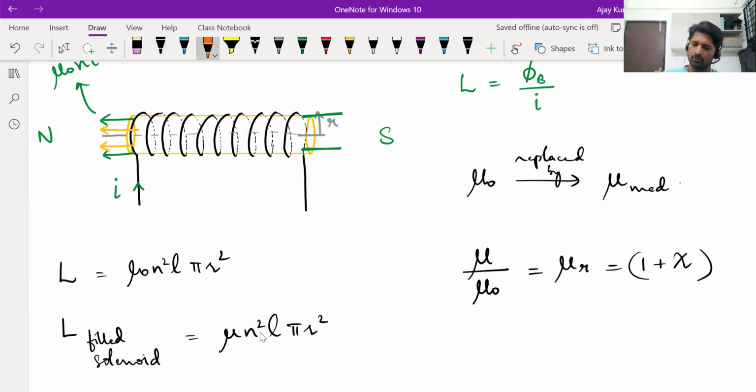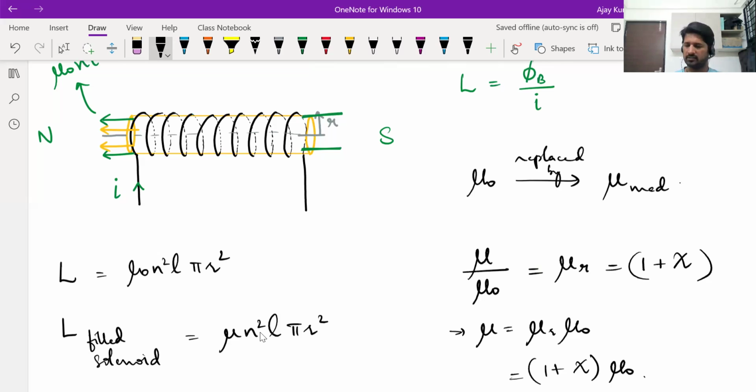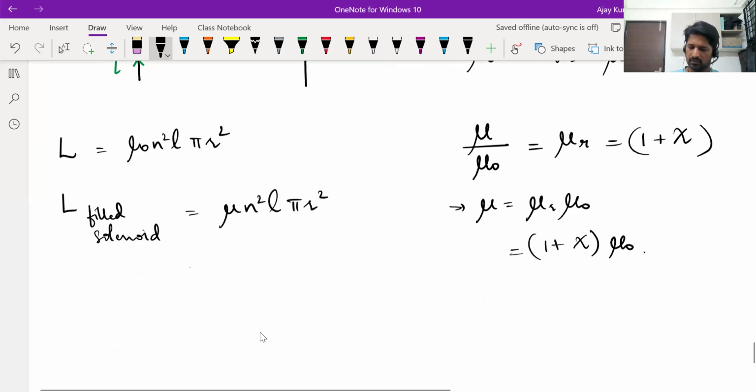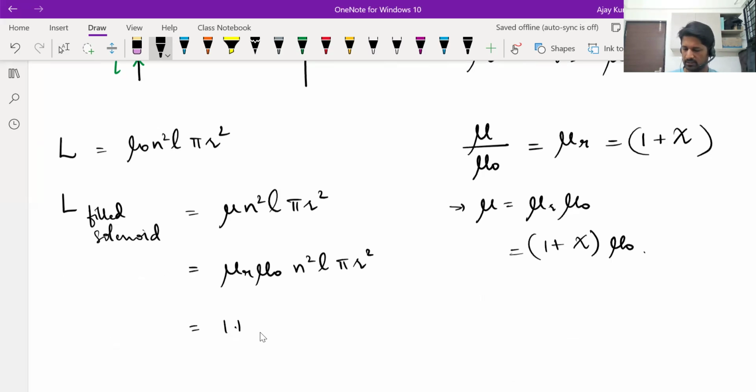So in place of mu, you can also write mu R into mu naught. You can also write 1 plus susceptibility into mu naught. In any of these ways you can express it. So the self-inductance of a solenoid becomes mu R mu naught n square L pi R square. You can also write that as 1 plus X, where X is susceptibility of the medium, into mu naught n square L pi R square. And this way it will be better.